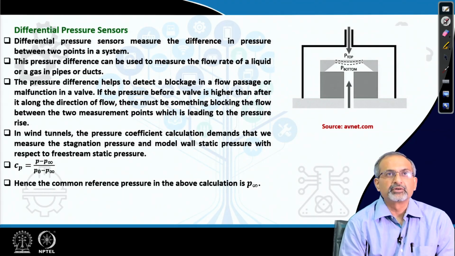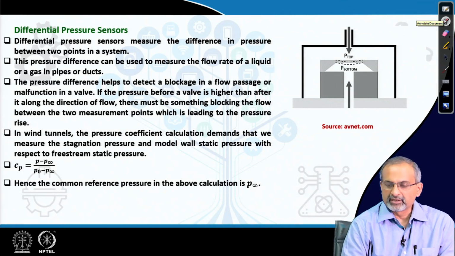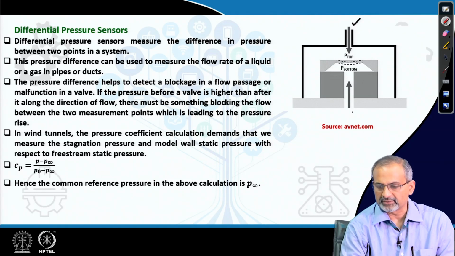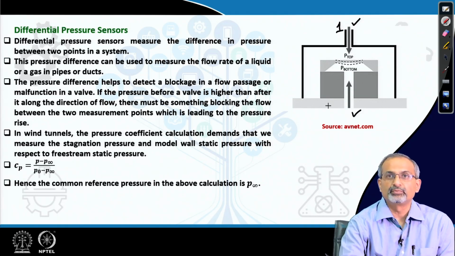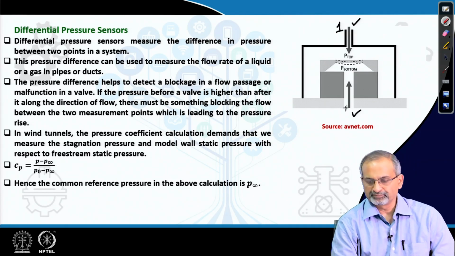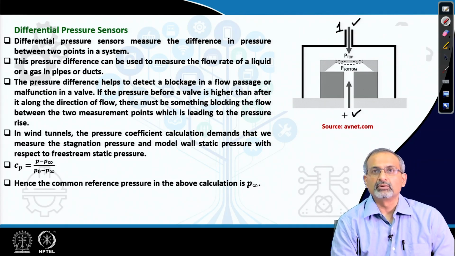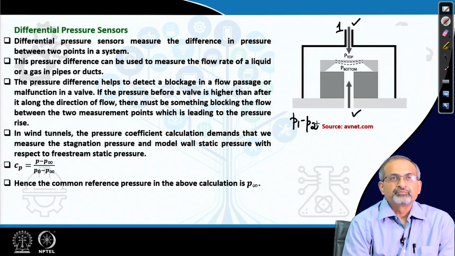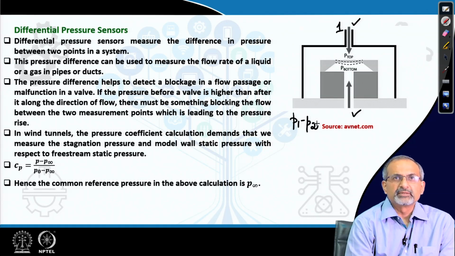Let us look at differential pressure sensors. Here you are going to measure the pressure difference between 2 points. So, let us say you have connected this port through pressure tubing to a point 1 and again this port to another point 2. So, you are essentially measuring the difference between P1 and P2. Differential pressure sensors measure the difference in pressure between 2 points in a system.